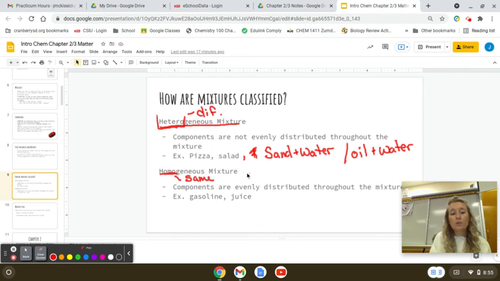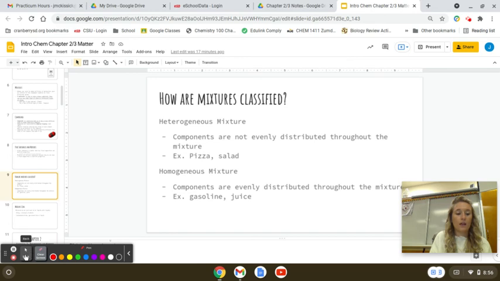Homogeneous mixtures, and you want to make sure you note this down, can also be called solutions. So AKA, also known as solutions. Make sure you know that. These two words can be used interchangeably, solution and homogeneous mixture. All right, so those are our two types. Heterogeneous, you can see the different parts. Homogeneous, they look the same. You can't see the different parts. It all looks even. Okay?